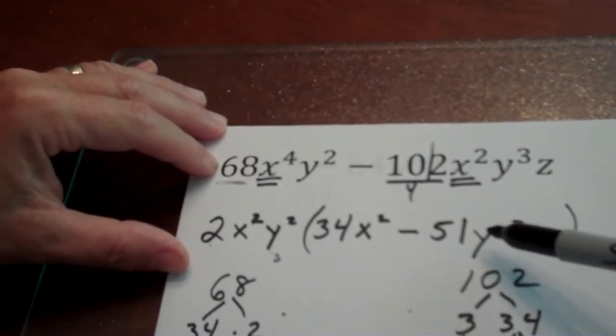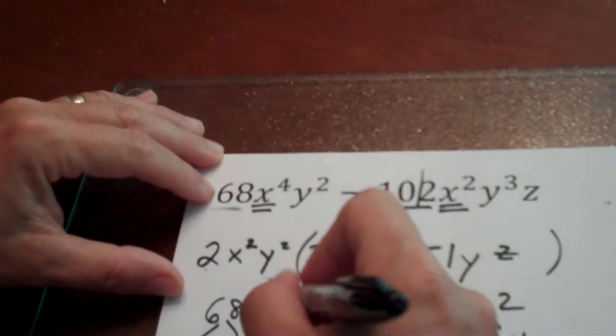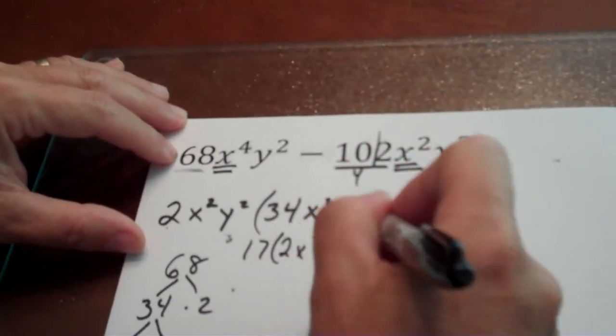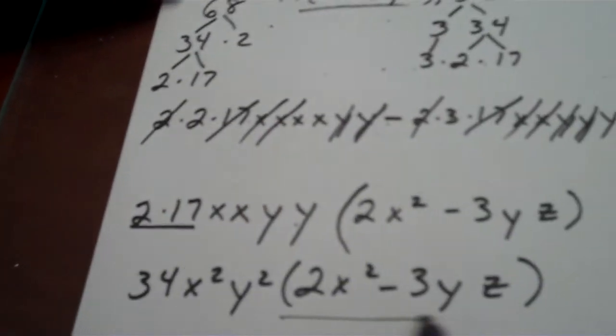By the way, if you noticed at this point that both of these have a common factor of 17, which is very hard to notice without factoring, if you took out the 17, you'd be left with 2x squared minus 3yz. And do you notice? That's exactly what I ended up with.